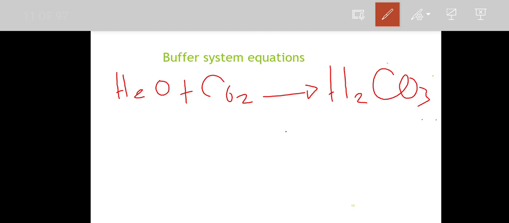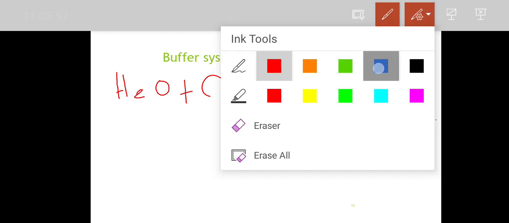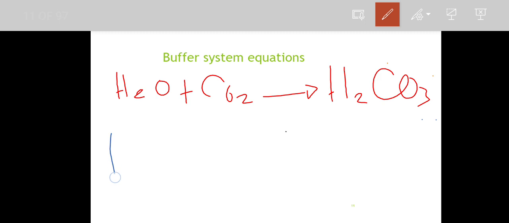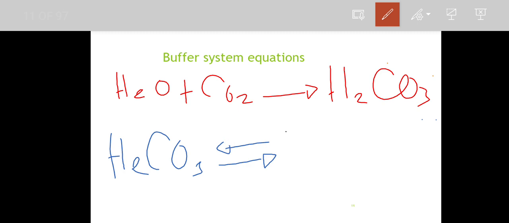Okay, and then carbonic acid can dissociate. This is a reversible reaction, it can dissociate to form what we call the bicarbonate plus the hydrogen ion. Okay, I want you to focus on these two equations.